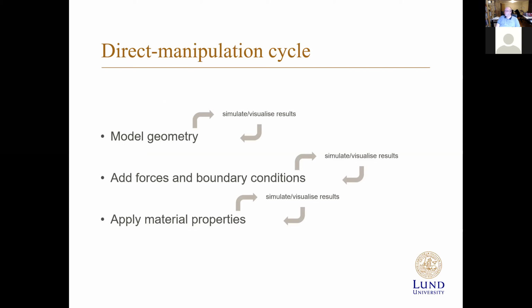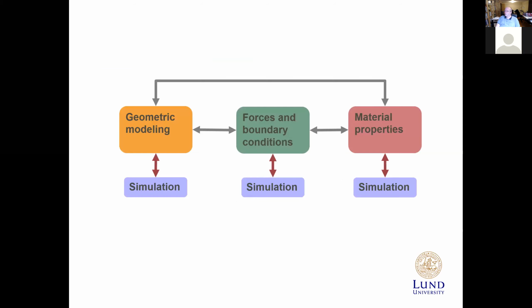And what we do in these programs is that when you model geometry, you also have this loop all the time that simulates and visualizes results. Same thing when you add forces and boundary conditions, you simulate, if possible. I mean, the model has to be stable to be able to do simulations, but when you have a stable model, it simulates in the background. And you can also apply material properties. So you have this kind of continuous simulation all the time when you have made changes.